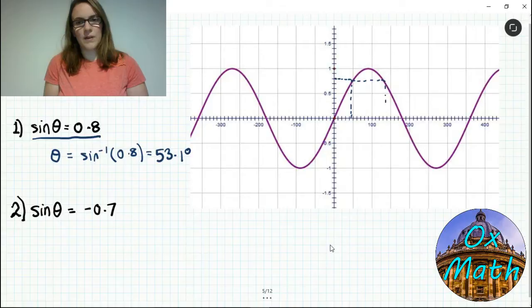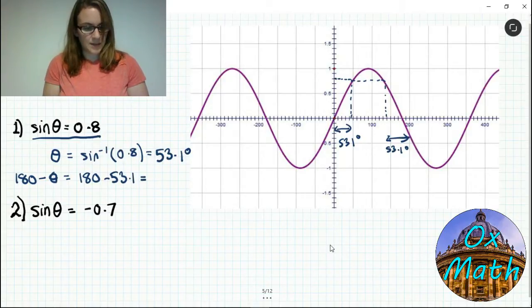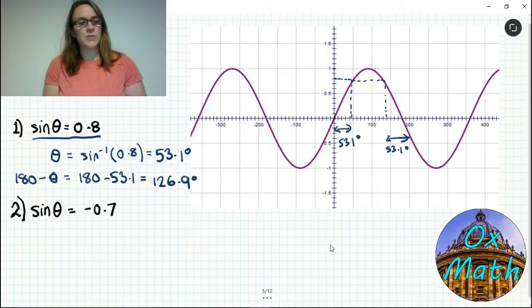Now, if our first angle is 53.1, we can have a look on our diagram and go along. From the symmetry of our diagram, if this is 53.1 here, this must be 53.1 here, which means we are going 53 back from 180. So our second angle is going to be 180 minus our angle, which is 180 minus 53.1, which is 126.9 degrees. So that's following the same rule we talked about a minute ago from the symmetry of our other diagram, which is that you can always find the second angle by doing 180 degrees, take away your first angle.